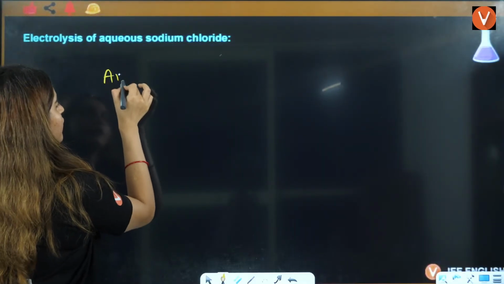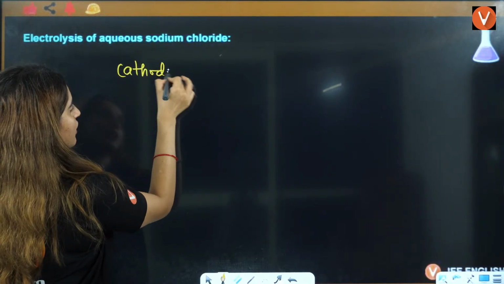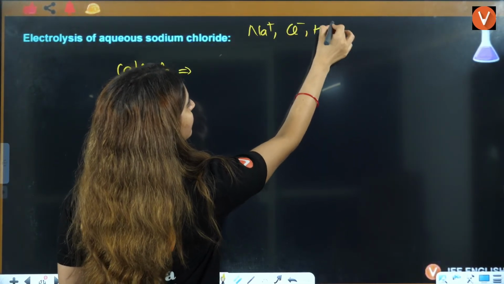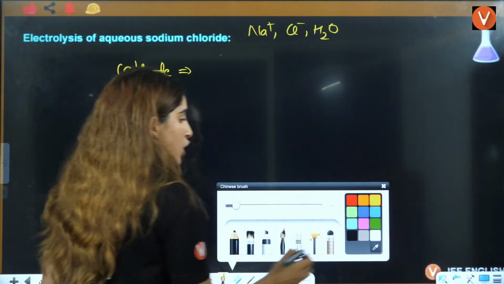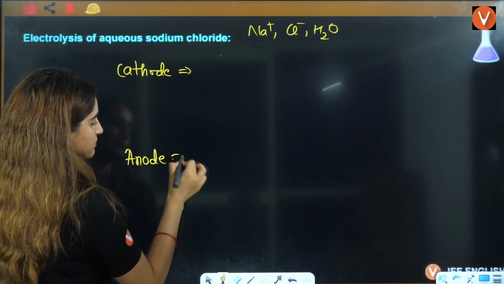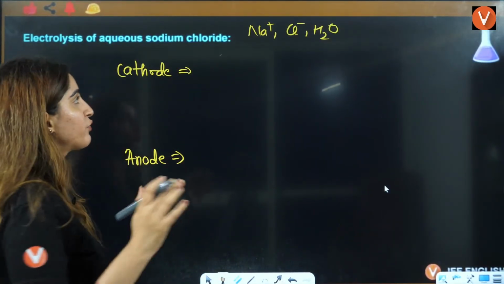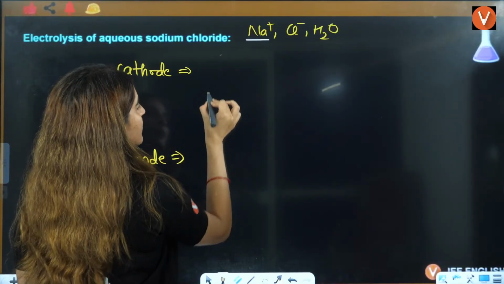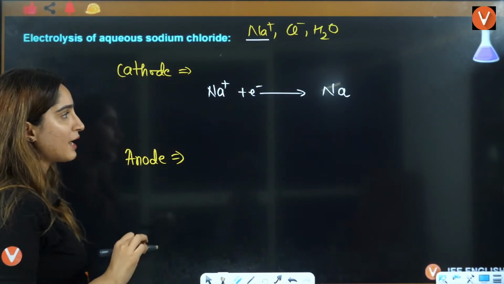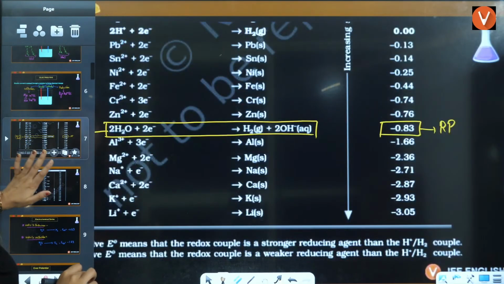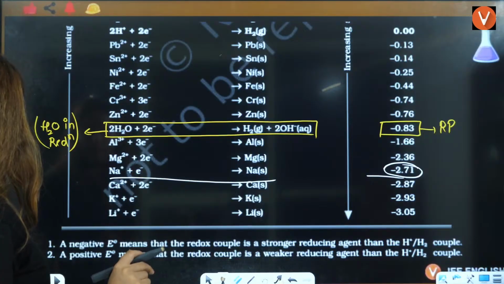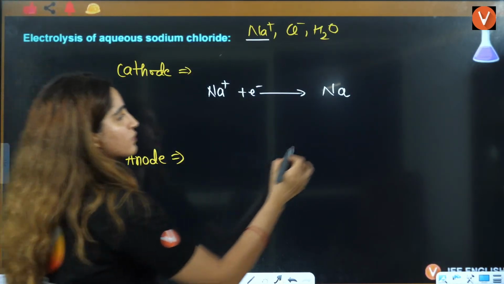So firstly let's write about cathode. On cathode, because the total ions are Na positive, Cl negative, and there is water that can undergo both oxidation and reduction, right? So first is cathode, and then there will be anode as well, right? In the case of cathode, cathode will have cation, so this one, Na positive, undergoing Na. That means it is gaining the electron and becoming Na, right? So now when this is becoming Na, can you see what is the reduction potential? Minus 2.71, right? So I'll just write it here, that is minus 2.71.